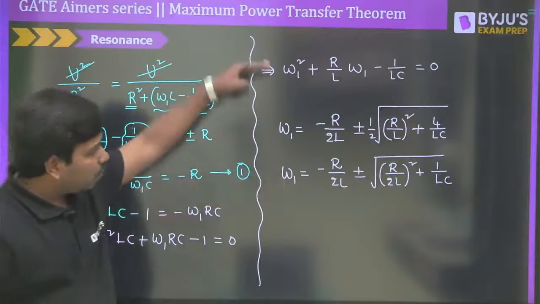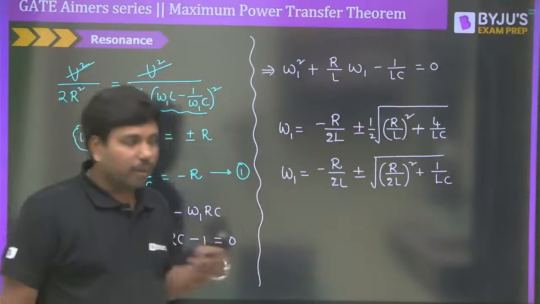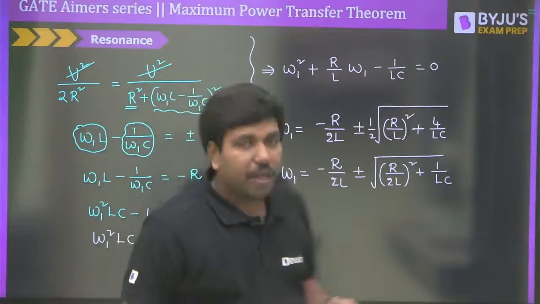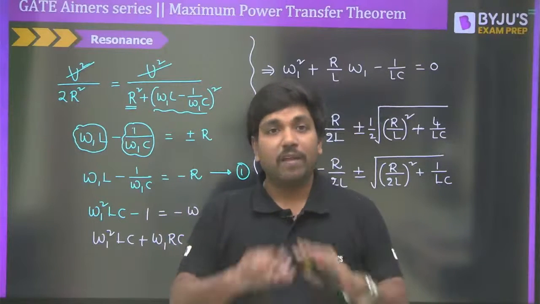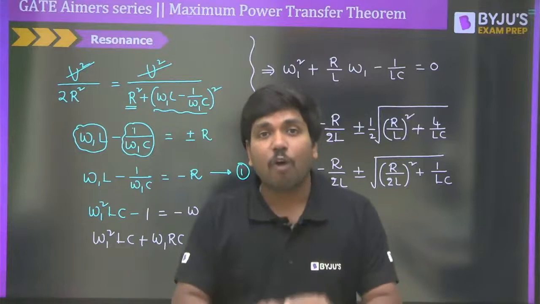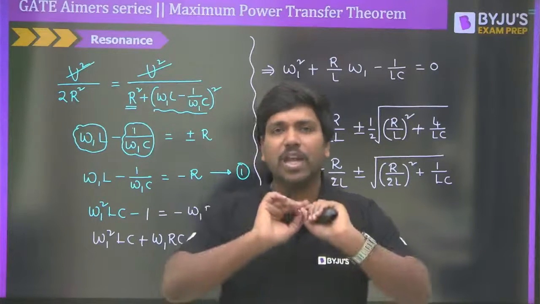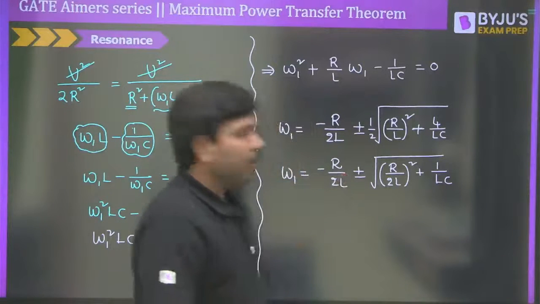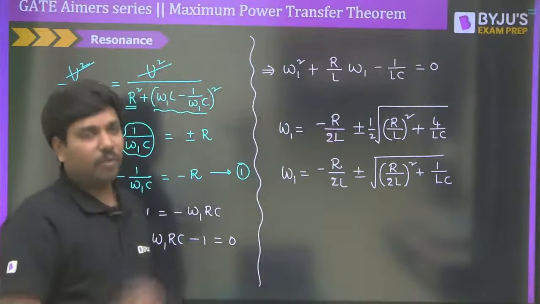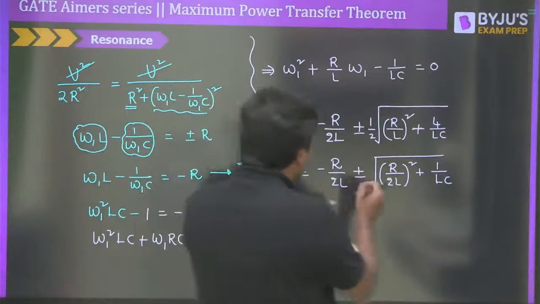Though I have taken some time to solve this, I personally believe that in many of the materials as well as in most of the teachings, they will not derive these half powered frequencies. They will straight away give the formula of bandwidth as R by L. But let me show you here, otherwise you will not get anywhere. So please appreciate me by taking 1 minute of time at least.